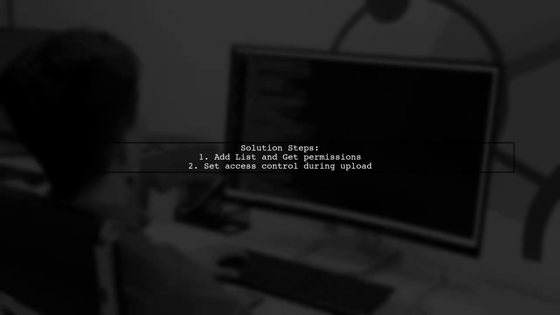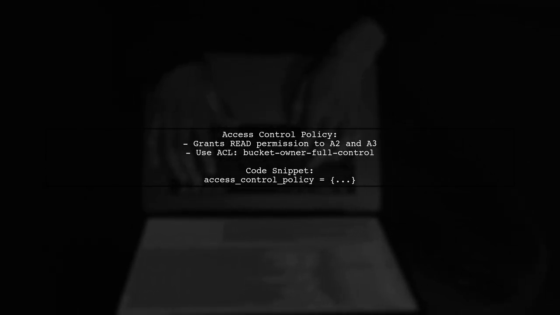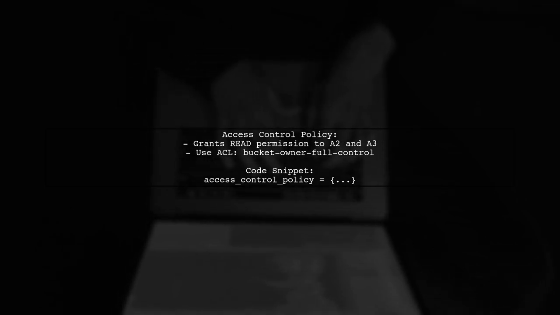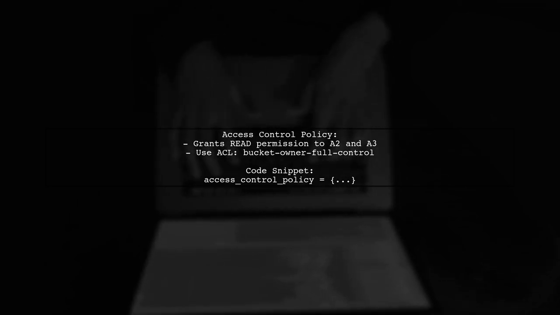The user implemented an access control policy that grants read permissions to both accounts, A2 and A3, ensuring they can download the files. They also used bucket owner full control during upload. With these changes, both accounts can now read and download the files without encountering the 403 error.